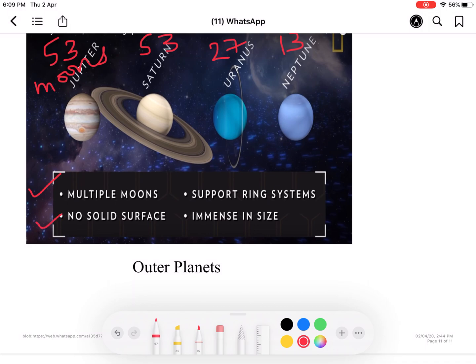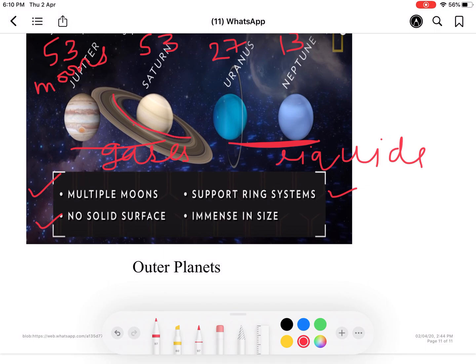Then, no solid surface. No solid surface means they are made up of gases and liquids. Now these two are made up of gases and these two are made up of liquids. So their solid surface is not there. The next feature is that these planets support a ring system, and on Saturn this ring is visible. Next is immense in size, meaning big in size. So these planets are big in size.